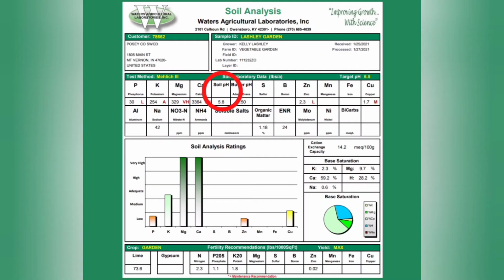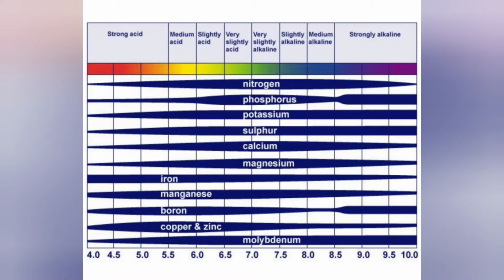You will notice that there is an area that says soil pH and buffer pH. So the soil pH, we like it to be 6.5, so it is in the low range right now. And soil pH is one of the most important aspects of your soil, because the soil pH is going to determine how easily the nutrients can be absorbed by the plants.